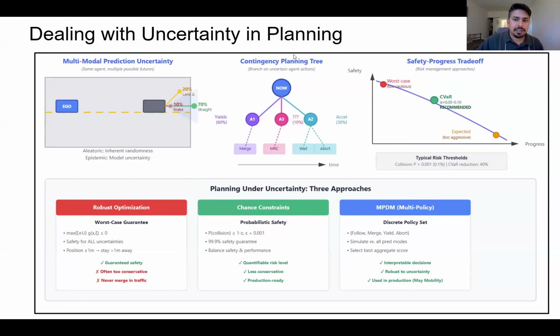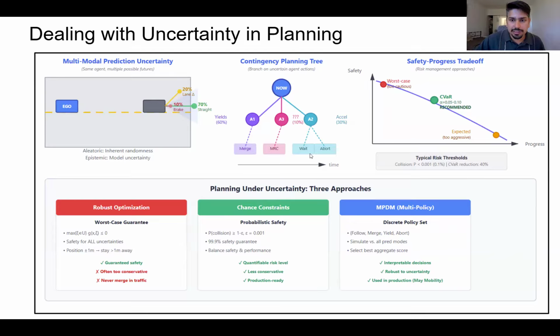So dealing with uncertainty in planning is a very, very important part. And what is uncertainty? Usually there are two types of uncertainty: aleatoric uncertainty and epistemic uncertainty. Aleatoric means that your action itself is random. You as a driver might not know what you're trying to do in a second or two, so there's some randomness in the inherent nature. And the other part is the model uncertainty, where the model itself is not sure about its prediction.